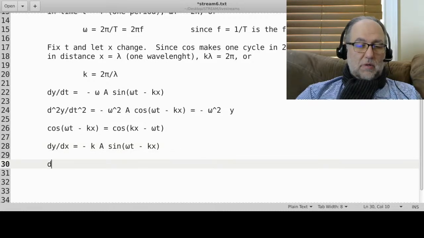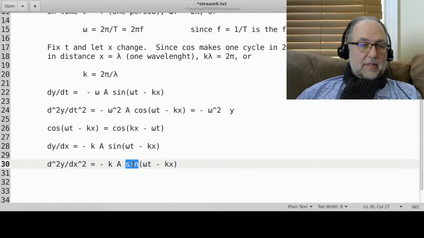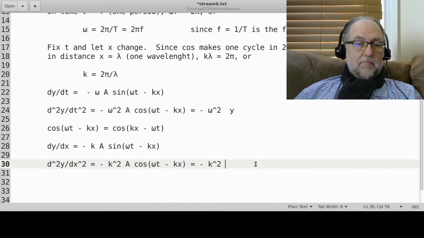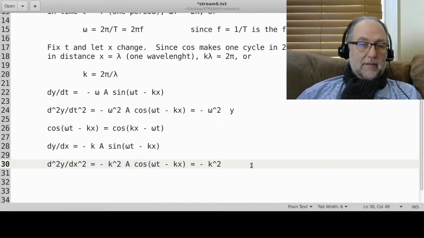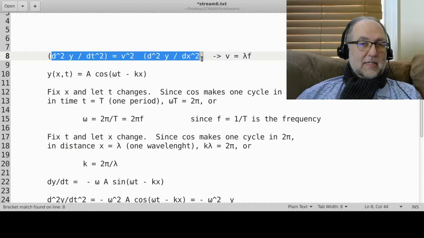And the second derivative now with respect to x. If we differentiate this, the sine is going to become a cosine, and we're going to get another k in front, so we've got two k's here. And so this is going to equal negative k squared multiplied by y again. And so we get y back. Okay, great. So what?